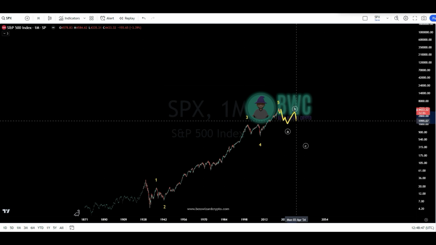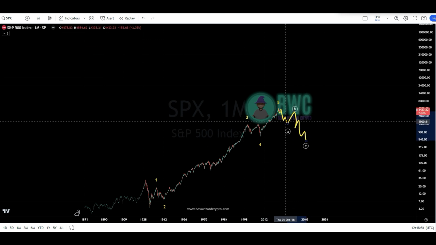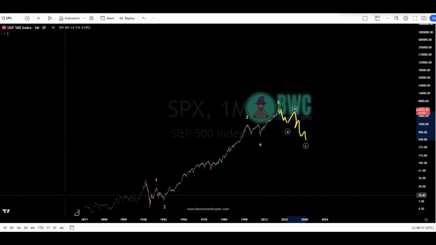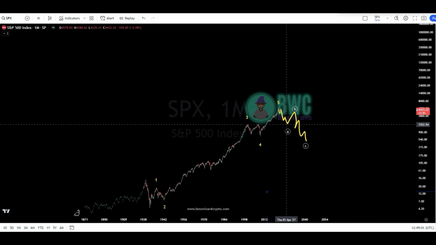Boom, 1, 2, 3, 4, 5, and that's going to be the nasty one. You think it's nasty now, that's going to be the nasty one. Okay, if that's what we're retracing, we're going to have to see. If you get 5 waves down, that can only be the beginning of a bigger correction.